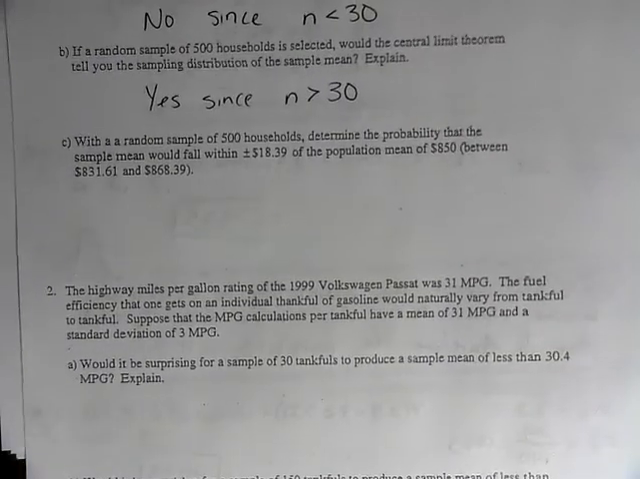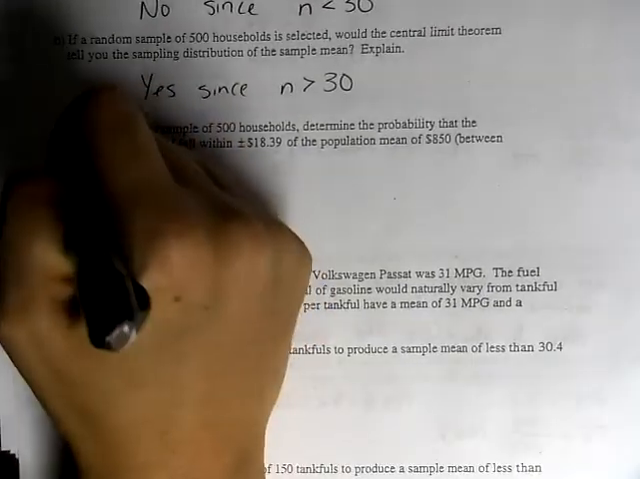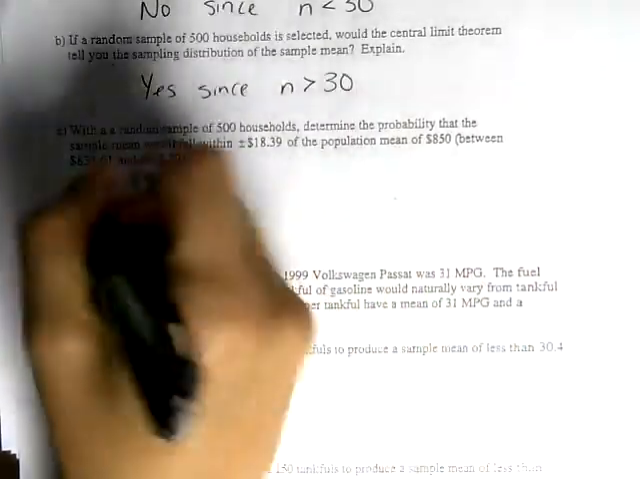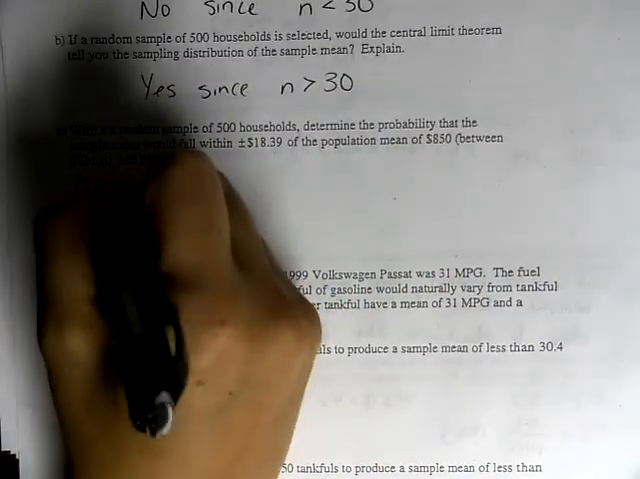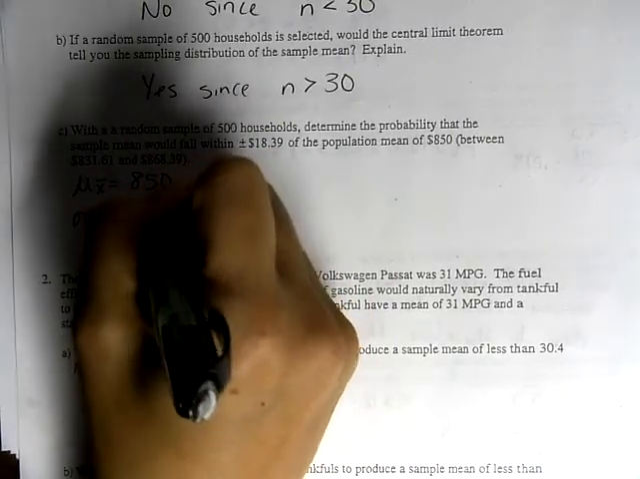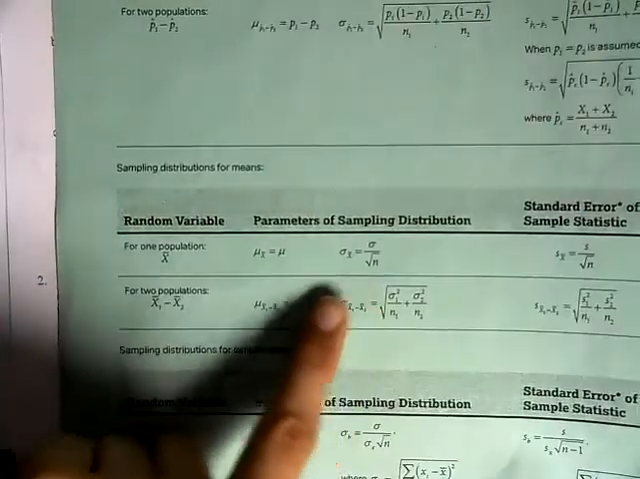So with a random sample of 500 households, determine the probability the sample mean will fall between plus or minus $18.39 of the population mean. So between 831.61 and 868.39. So before you do this, off to the side, always figure out your mean of your sampling distribution. Here it stays 850, and find your new standard deviation. So we're going to have to take 250 divided by the square root of 500. And remember, this formula is on your formula sheet on the back of that first page right here.